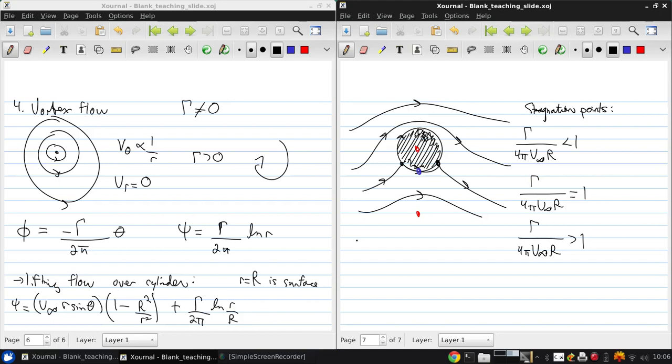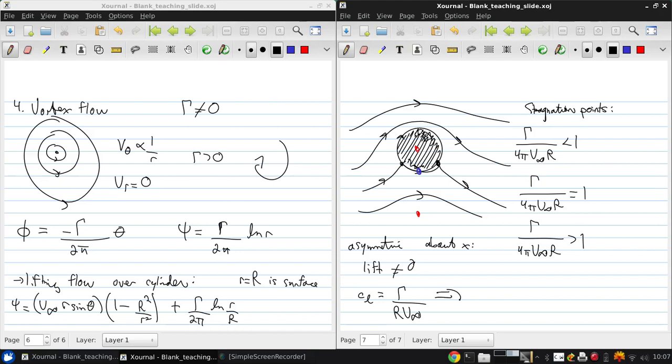So notice that this flow field is now asymmetric about the x-axis. So the lift is non-zero. The drag, however, is still zero because it's symmetric about the y-axis, and also because it's an incompressible potential inviscid flow, and there's no way to generate drag in a 2D flow of this type.